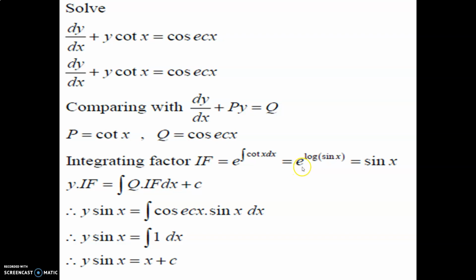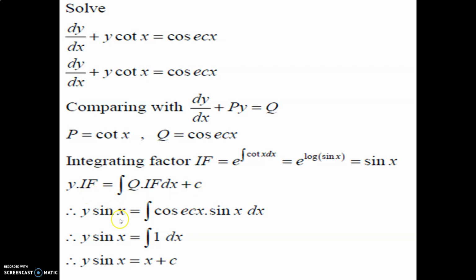We know that e raised to log of f(x) will all get cancelled. We derive only f(x) using the laws of logarithm. In this chapter, we have to apply the integration formula, integration methods, derivative formula, derivative methods, and also laws of indices, also laws of logarithm. Now y into IF is equal to integration q into IF dx plus c. It is the solution form.